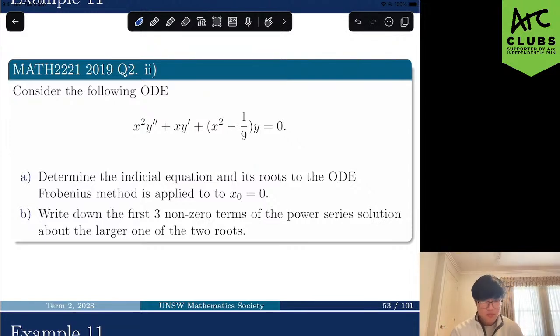All right, we'll go through this one. It says determine the indicial equation and the roots to the ODE, where x is not equal to 0.